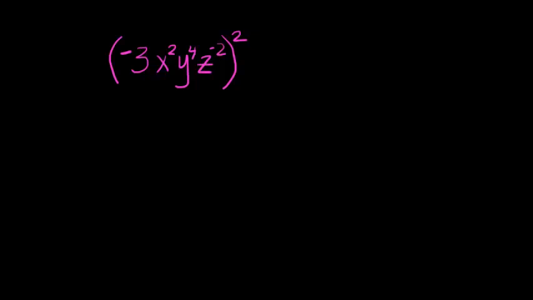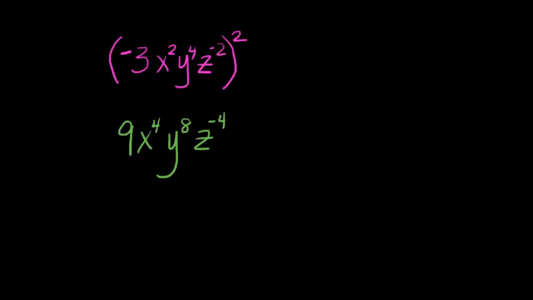Okay, let's see how you did. First thing we have to do, negative 3 squared. Remember, a negative times a negative is a positive, so that's 9. X squared raised to the second power, 2 times 2 is 4, that's x to the 4th. Y to the 4th raised to the second power, y to the 8th. And then we have z to the negative 2 raised to the second, it's z to the negative 4th.